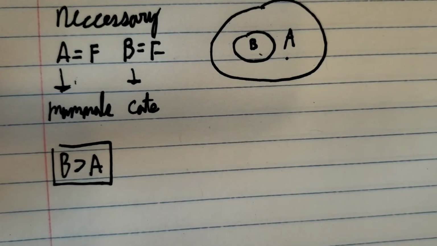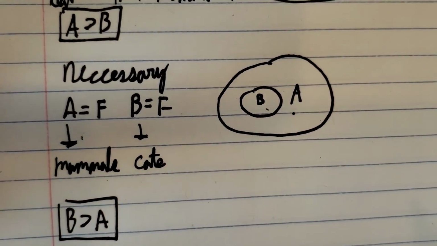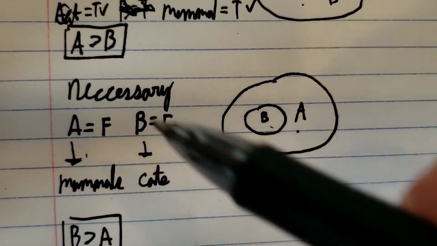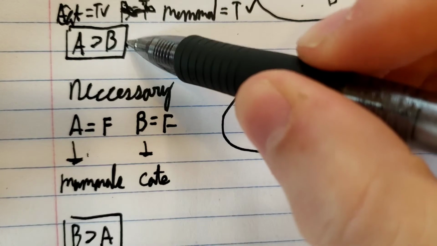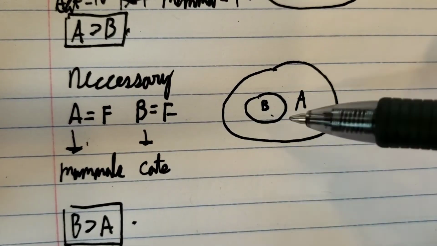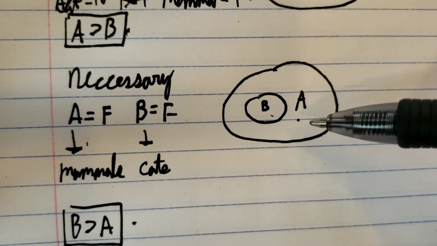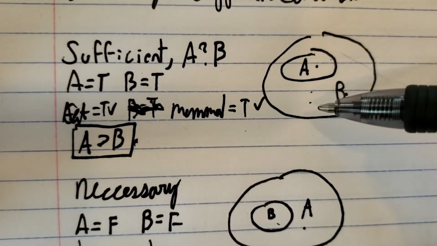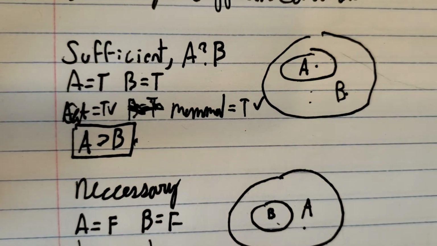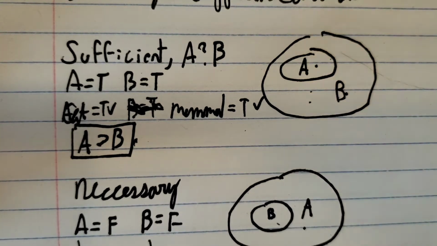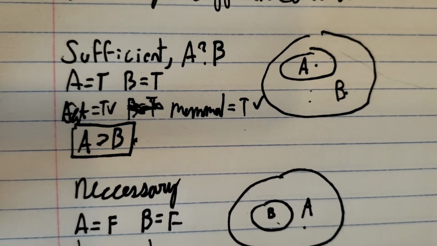And you'll notice this is the inverse of sufficient conditions. If A, then B. If B, then A. A outside of B, necessary. A inside of B, sufficient. So it can be easy to get confused, obviously, because they're just the reverse of each other. But let's go over some examples, and that'll make more sense.